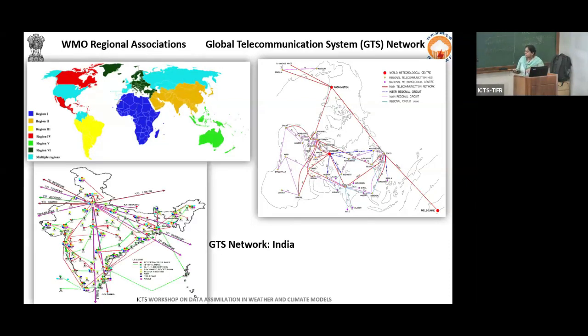This is the GTS network in India. You can see there are many regional meteorological centers, and they are connected to RTH Delhi. From RTH Delhi the data also goes to different parts of the world. Like this, all the global data is shared among all the operational centers.